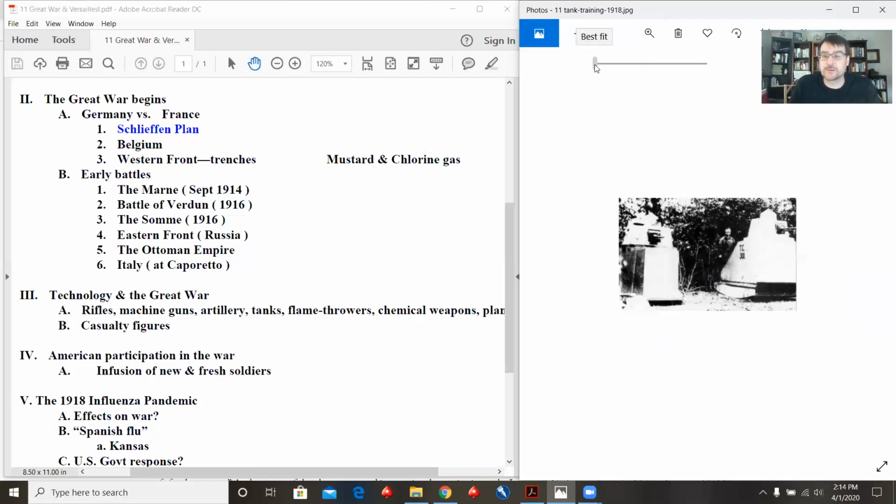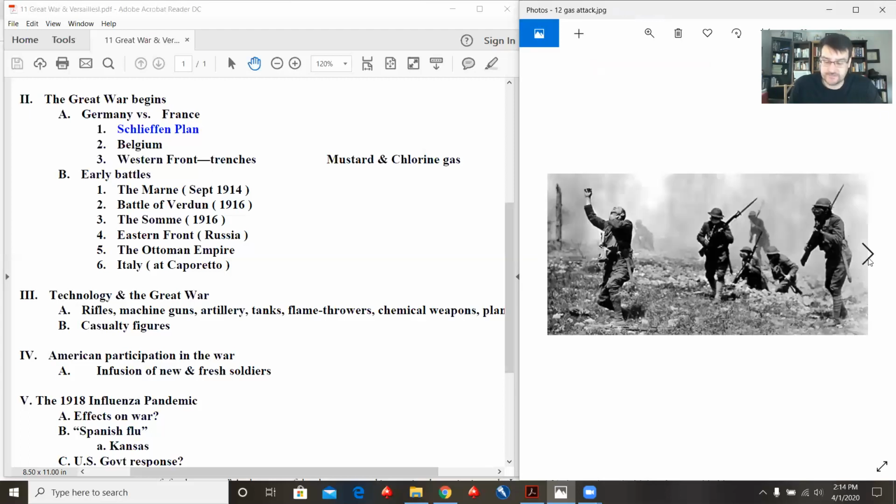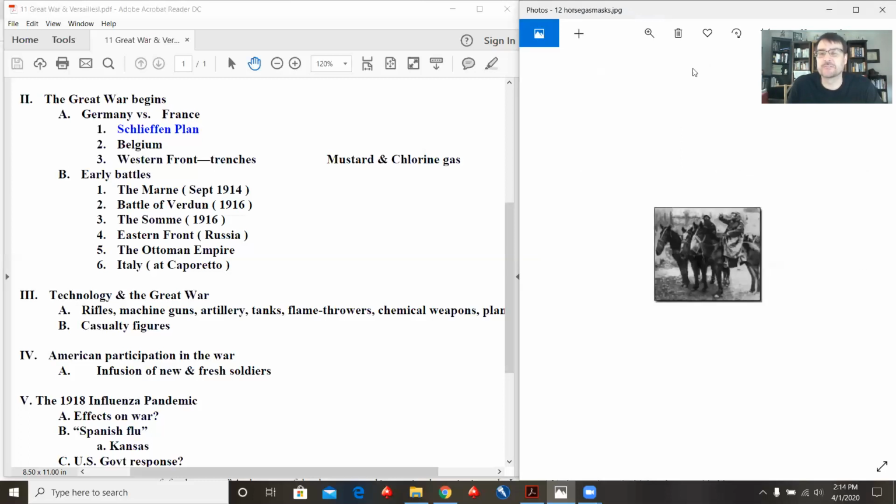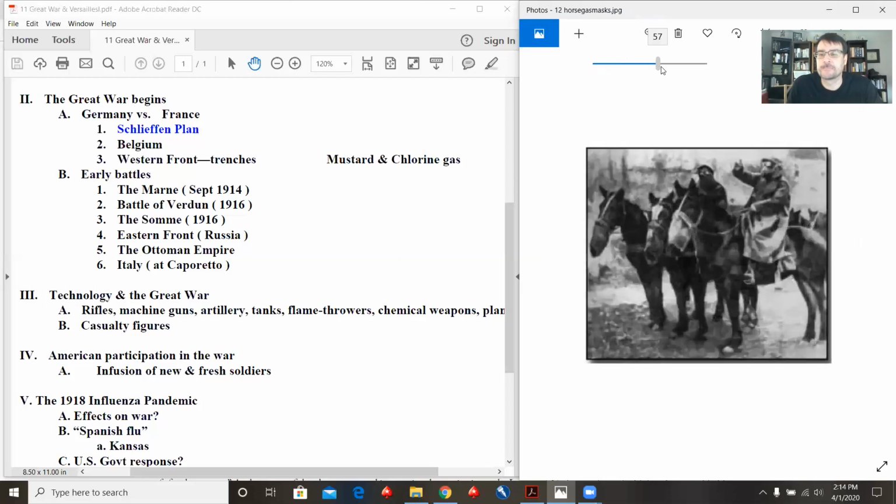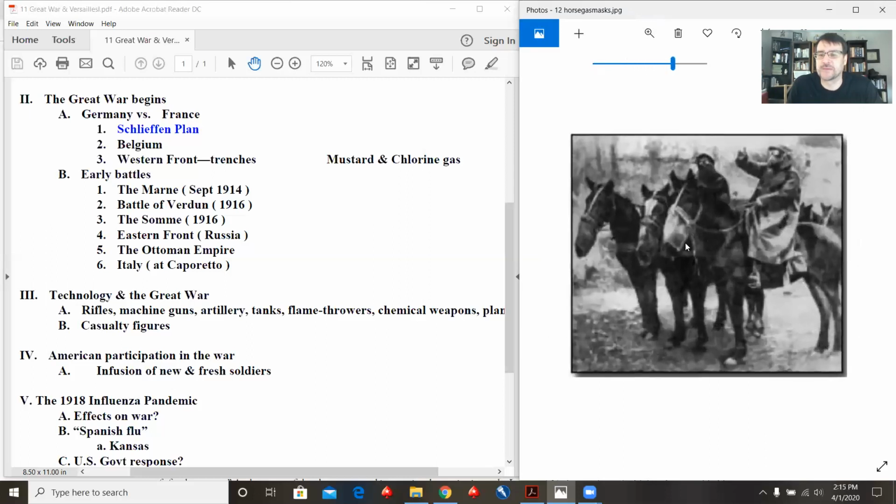They also invented, in terms of industrialized weapons, flamethrowers to broil your enemy in the trenches, and significantly the use of chemical weapons. Mustard gas and chlorine gas were the preferred choices, requiring every soldier to carry a gas mask. Now, this isn't actually from the war. This is from a movie about World War I, but gives you the idea of having gas masks. Even horses, because they're still using horses, had gas masks during World War I.